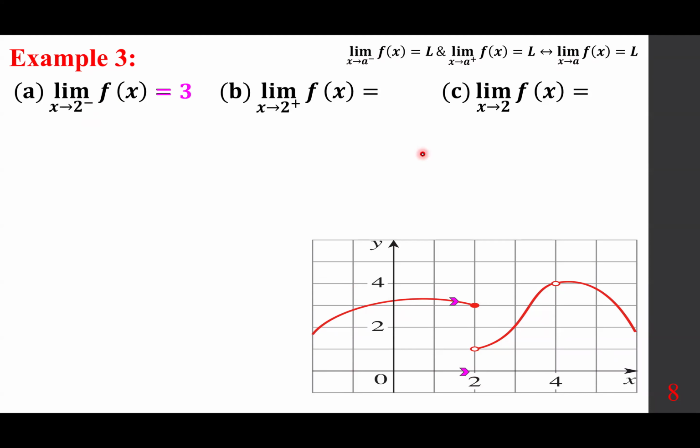Now, for this one, we locate number 2. We are approaching it from the right, and it puts us in this branch, moving towards this hole. The y coordinate is 1. Therefore, the limit of f of x as x approaches 2 from the right is 1. Because these two are different, the limit of f of x as x approaches 2 does not exist.